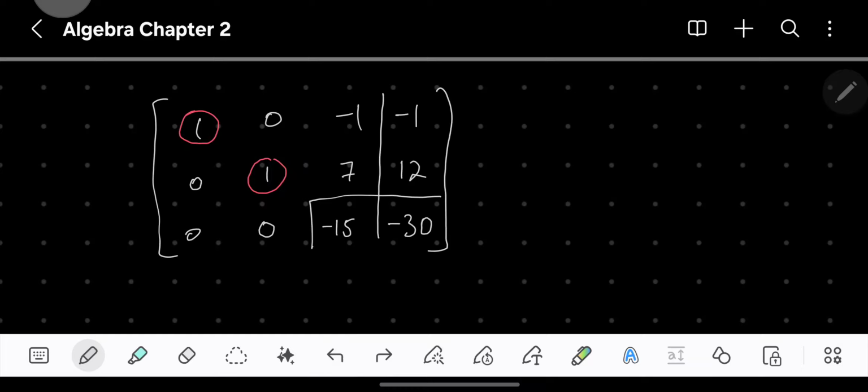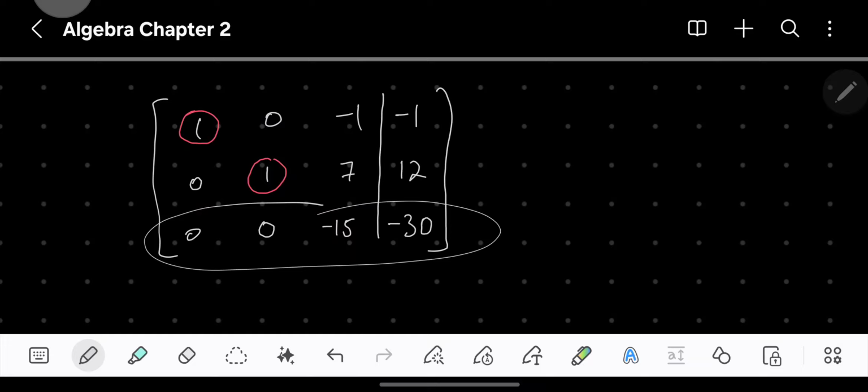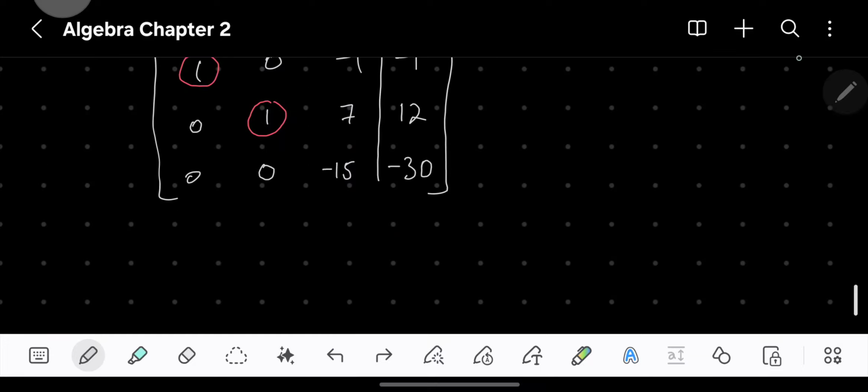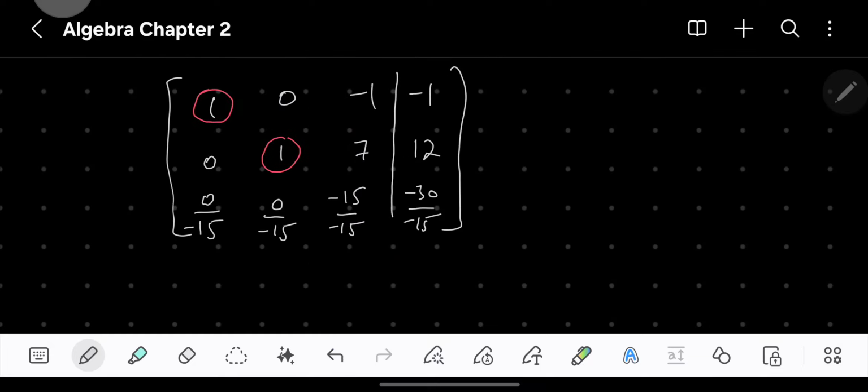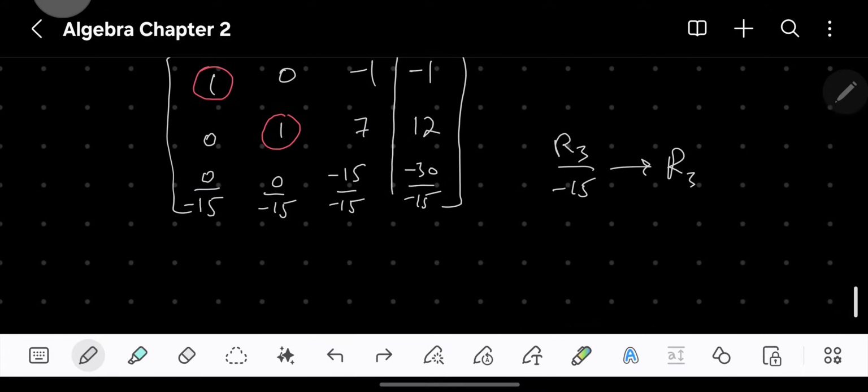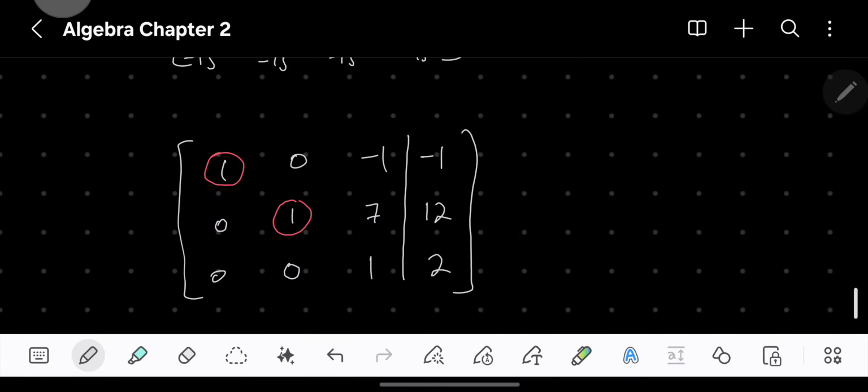How can I make it 1? There is only one possibility: divide by minus 15. How can I divide this row by minus 15? It's very simple. Just divide by minus 15. So I have divided R3 by minus 15, and my new R3 is this one. After simplification, I will get this matrix.